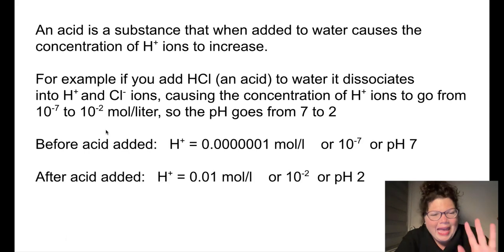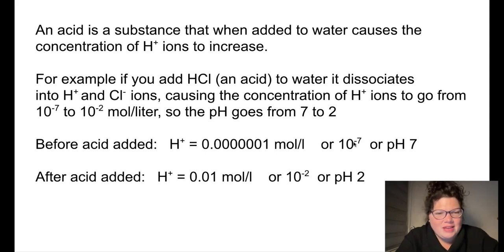So let's just look at that math real fast. Before the acid, this was our molarity of our hydrogen ions. So it was 10 to the negative 7th, or a pH of 7. After it was added, this is our new molarity of hydrogen ions, a lot more. So now our pH is 2.